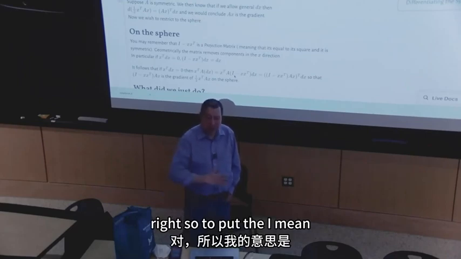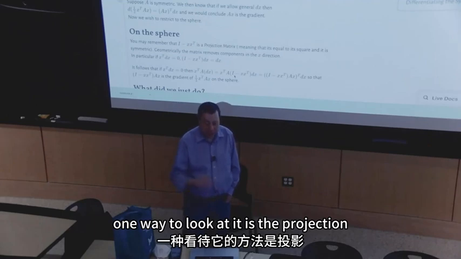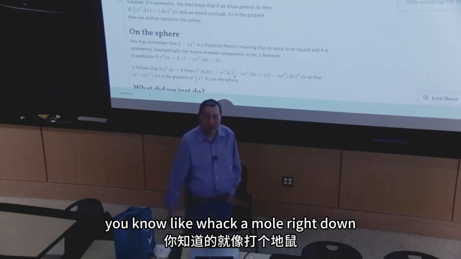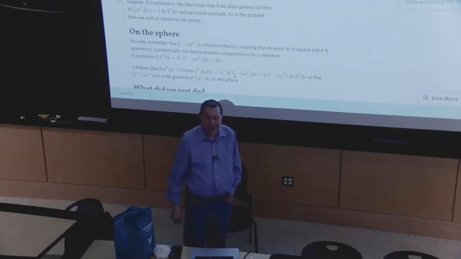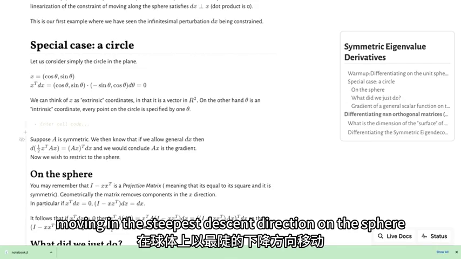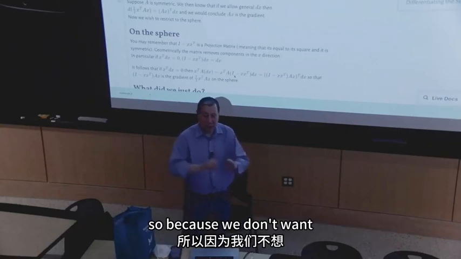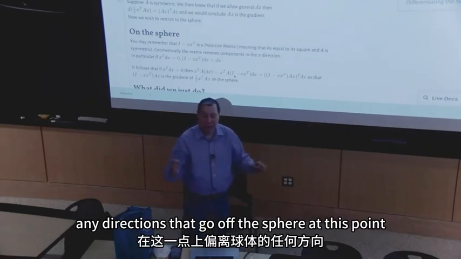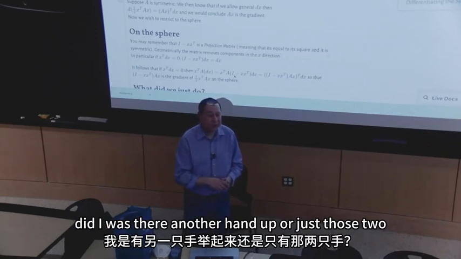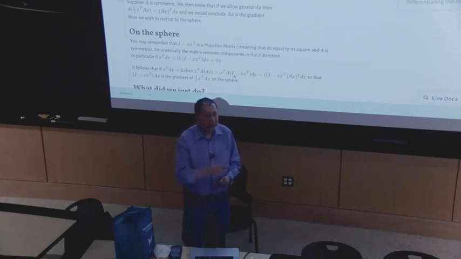Right. So one way to look at it is the projection matrix is just like slapping it back onto the sphere, like whack-a-mole, right down back onto the tangent space of the sphere. But we also see that it gives the correct answer and that it's moving in the steepest descent direction on the sphere, because we don't want any directions that go off the sphere at this point. So that's right. Was there another question? Was there another hand up or just those two?